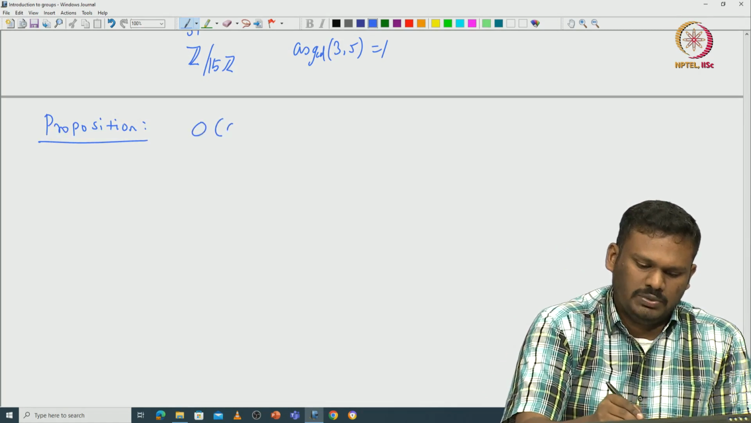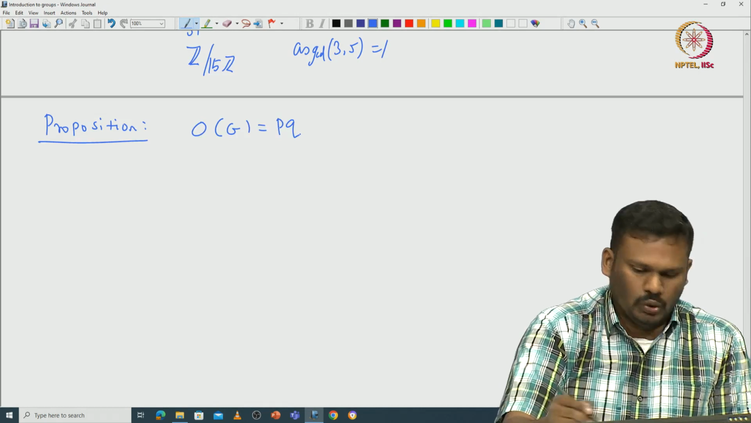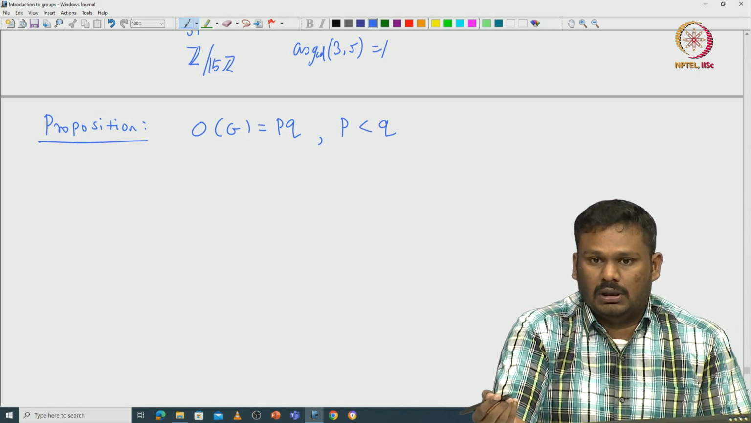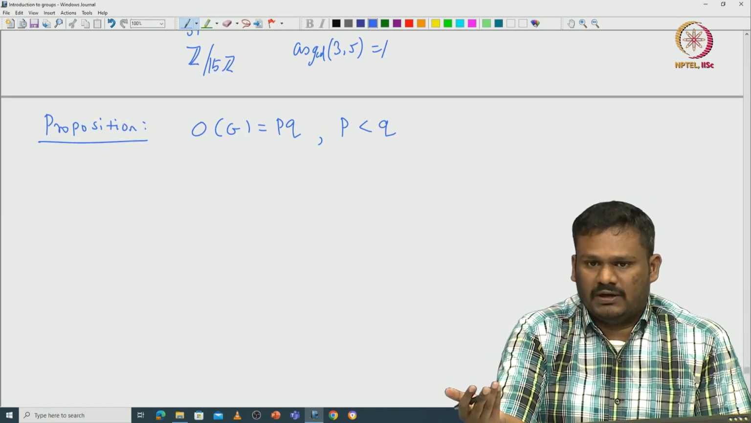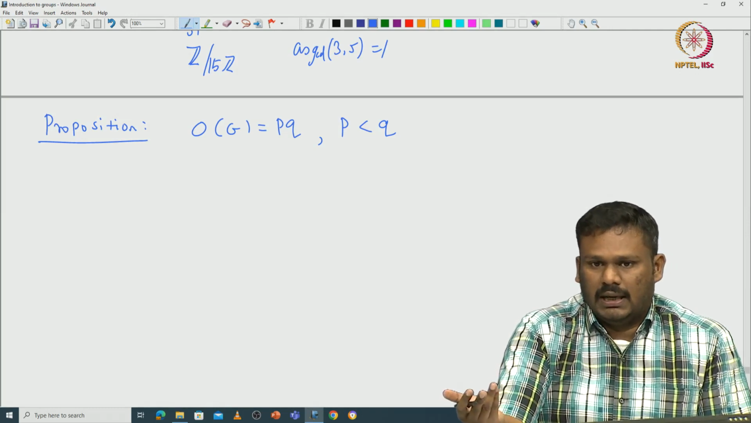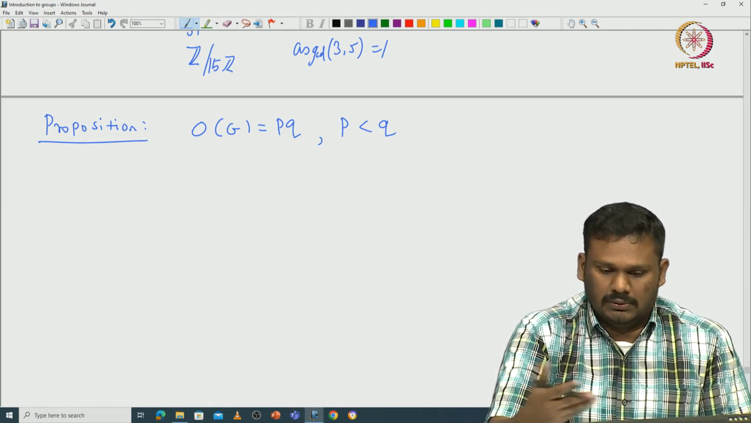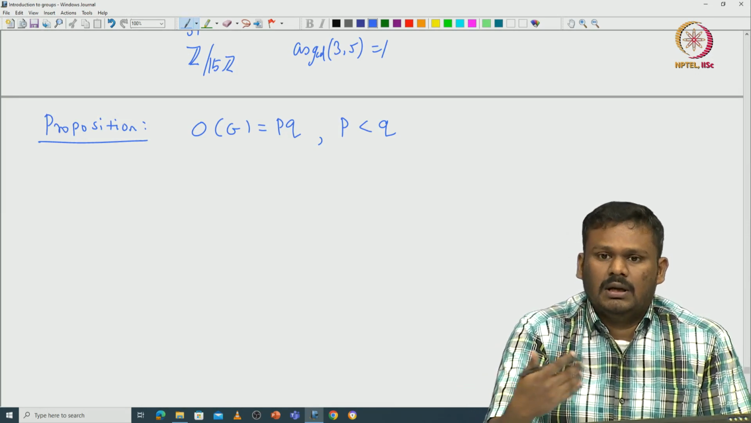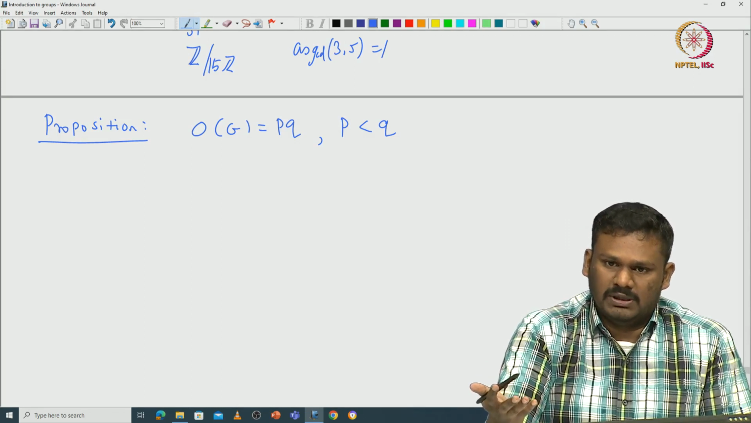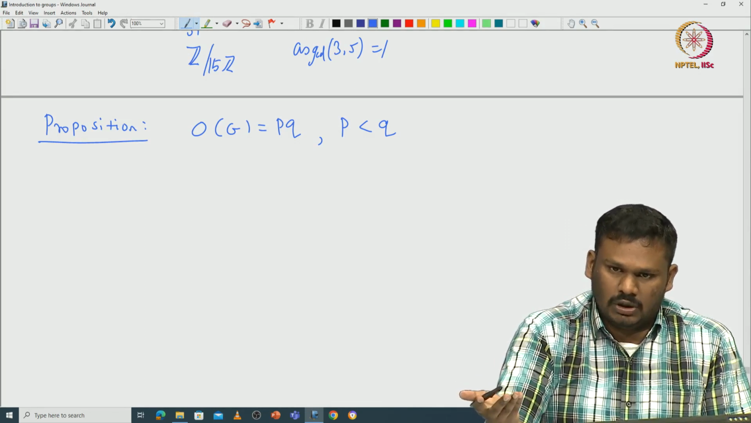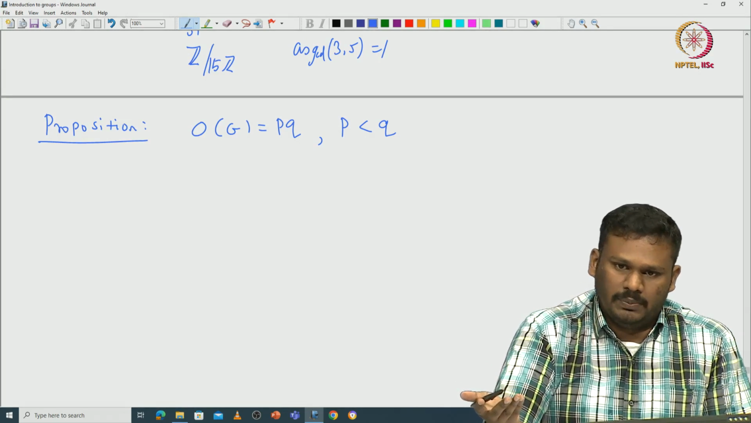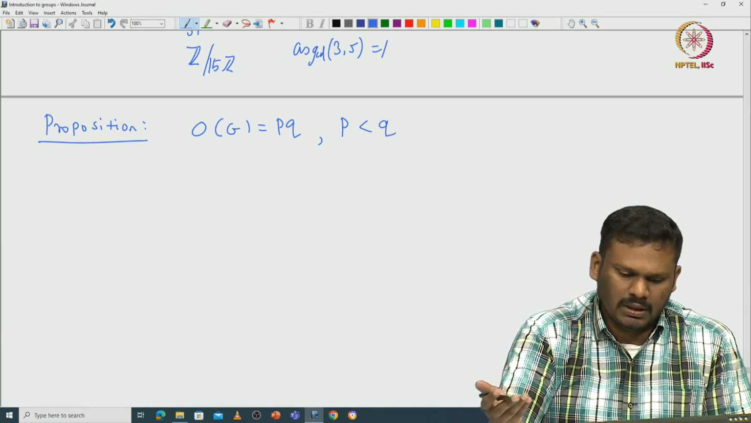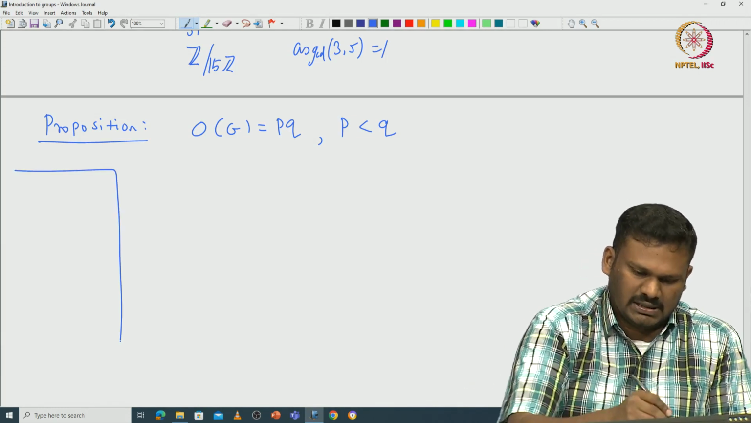So let us start with the group G. Let us say it has order pq and assume that p is less than q, because we know something about groups of order p squared. Any group of order p squared must be abelian. One is going to see later, using the structure theorem of finite abelian groups, that any group of order p squared must be either isomorphic to Z modulo p squared Z or Z modulo pZ cross Z modulo pZ. This is something you can prove even without using the structure theorem. So, maybe I will leave it as an exercise.